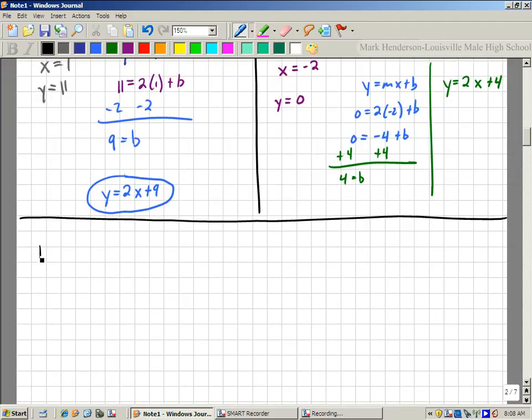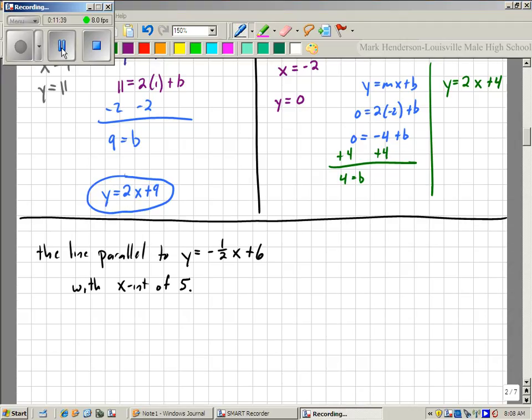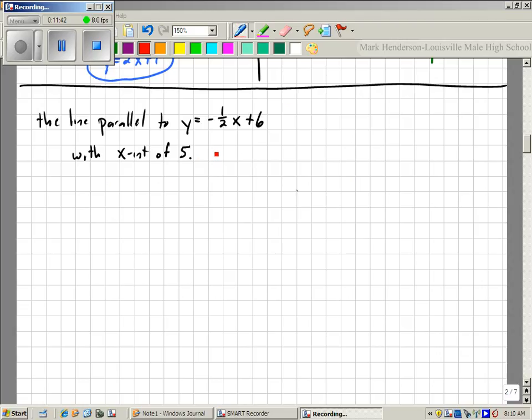Find the line parallel to y equals -1/2 x plus 6 with x-intercept of 5. Okay, so remember, here we know the point that it goes through. It goes through the point 5, 0, which sets us up with this equation.